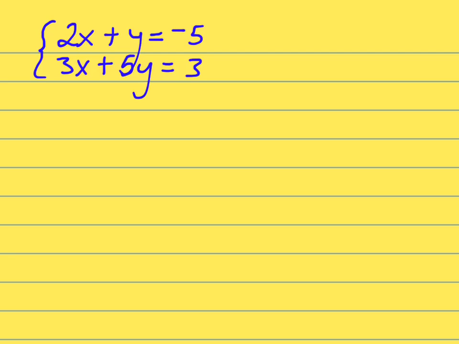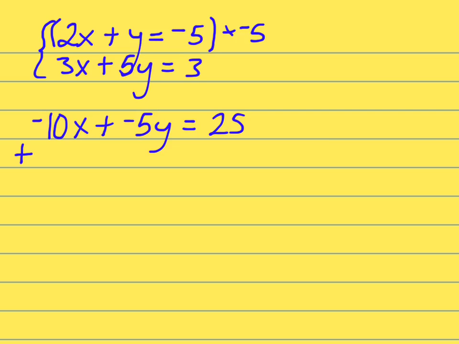I'm going to multiply the top equation by negative 5. The reason I'm choosing negative 5 is because I like to always add my equations, so I'm trying to get opposite values. If you like to just subtract them, you can multiply by 5 and then subtract the two equations. My new equation is going to look like negative 10x, so 2x times negative 5 is negative 10x, plus 5 times negative y, so that's negative 5y is equal to 25. And then add to that my second equation, which hasn't changed, 3x plus 5y is equal to 3.